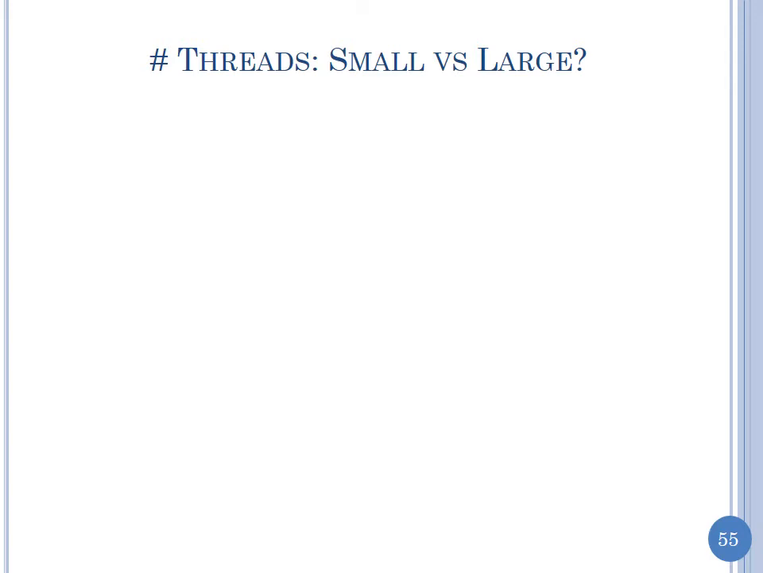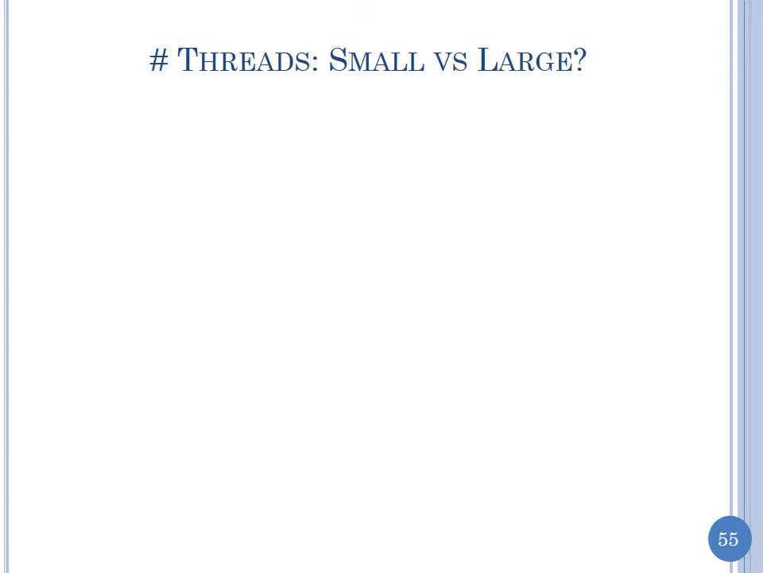Okay, so the next question is, should the number of threads in a pool be small or large? In one extreme case, we have only 1 thread, or we could have 3 threads, or we could have 1,000 threads. So should the thread pool size be small or large, assuming we are using thread pools?